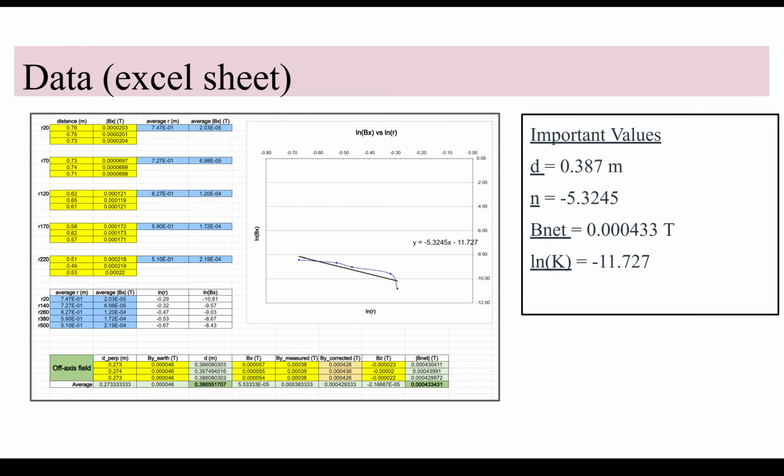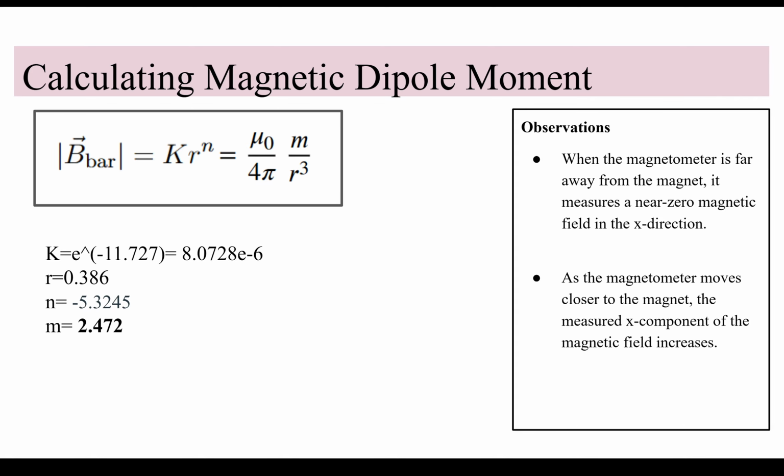And then our ln of k can be found with the y-intercept, which is negative 11.727. Looking at the computations we did to find the magnetic dipole moment based off of those values, we use the equation up top, which is the magnitude of the magnetic field of the bar equals kr^n, which equals mu naught over 4 pi, mu over r cubed. So our k value, like we said earlier, can then be found to be 8.0728 times e to the negative 6. Our r is that distance perpendicular. Our n value is what we found before. And when you plug all of those values in, our mu value is 2.472.